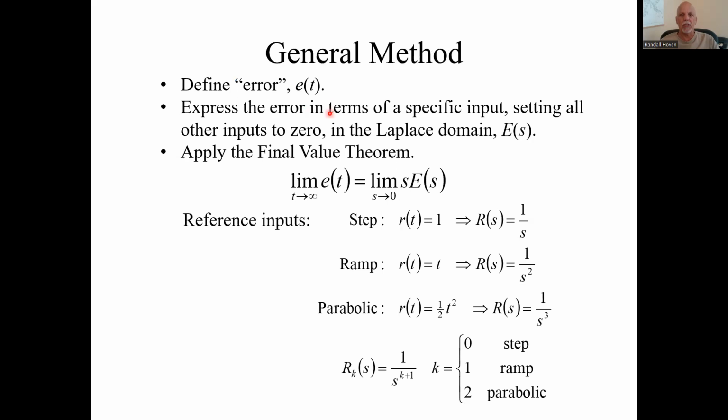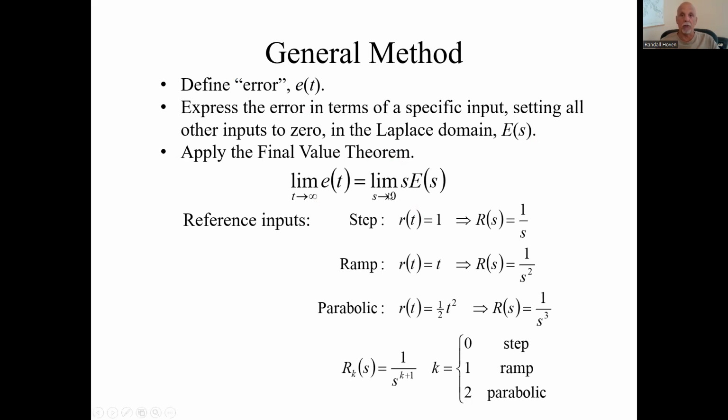Next, you want to express that error in the Laplace domain in terms of a specific input, because there might be more than one input. When you do that, you set all other inputs to 0. So we'll end up with this error in the Laplace domain as some function of s, right? Then we apply the final value theorem. And I talked about that in module 2, quite a ways back.